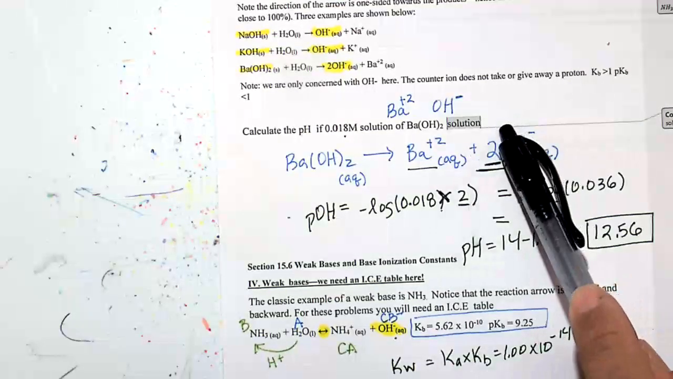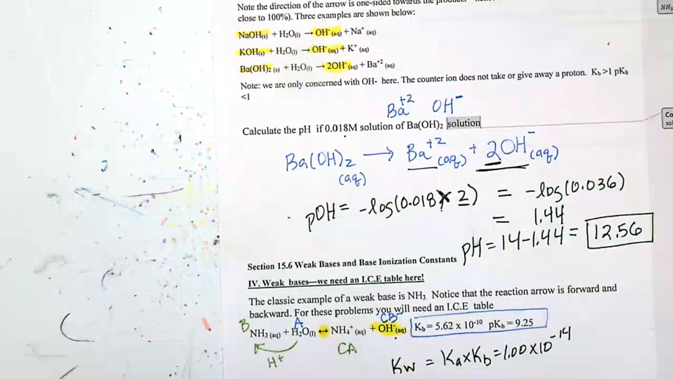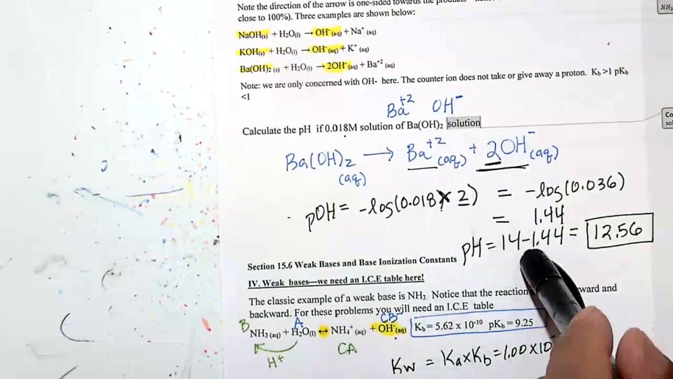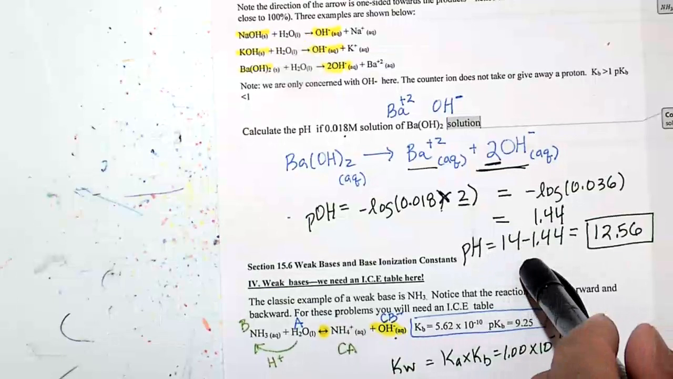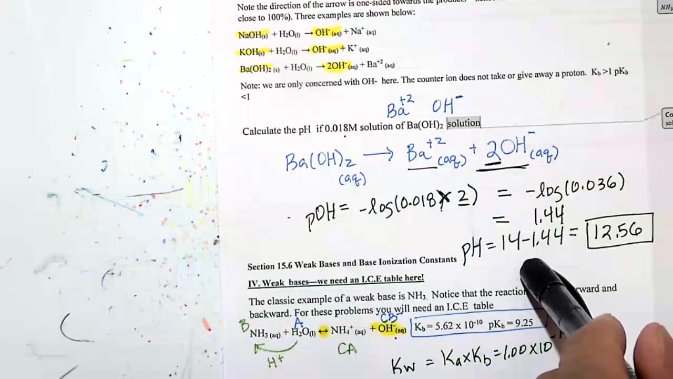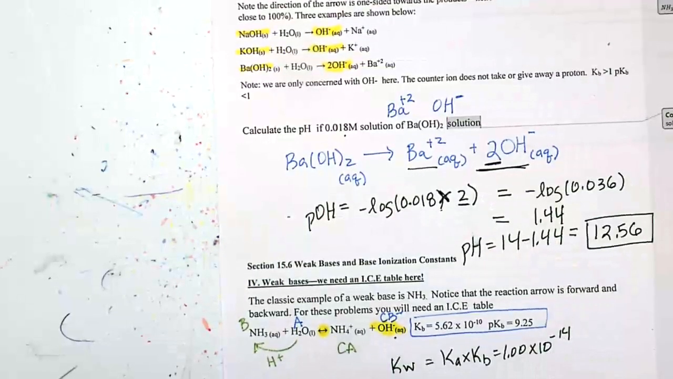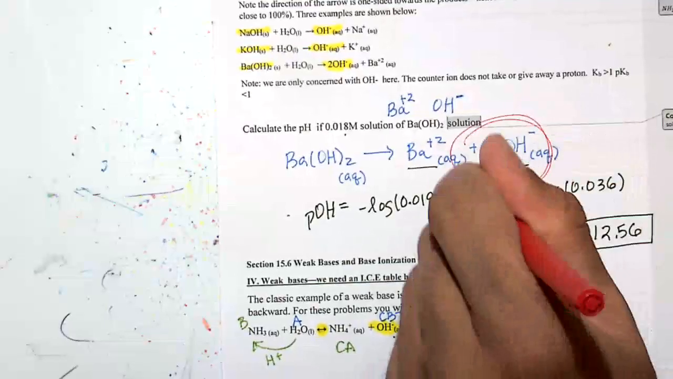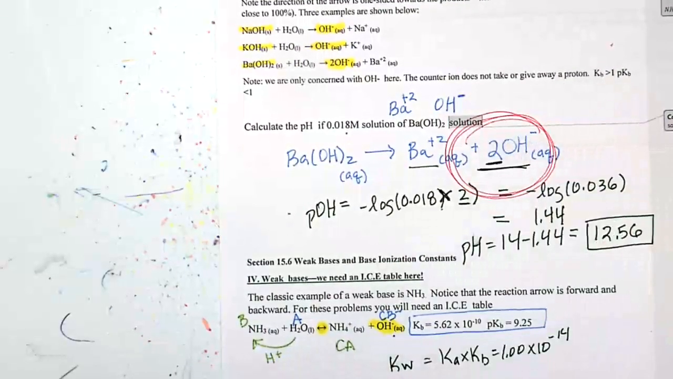That's what you do for strong bases. What do you do with weak bases? Ice table. What do you do with weak acids? Ice table. What do you do with strong acids? Plug it into the pH. What do you do with strong bases? Plug it into the pOH. What are your strong bases? Look for OH minus.